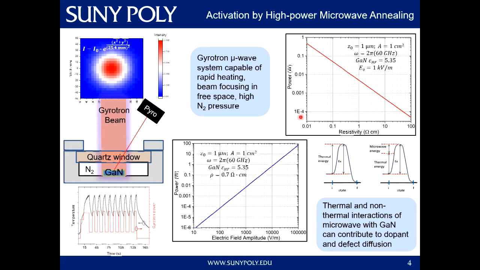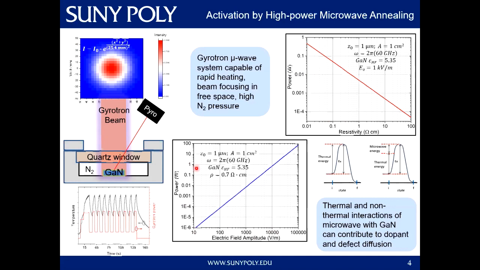As you can see in the figures at the right and the bottom, microwaves absorb very differently in different materials depending on their properties. This absorption can be modeled as the attenuation of RF power in a lossy dielectric. The attenuation is exponentially related to decreasing resistivity, so the coupling becomes more efficient. It's also related exponentially to increasing field amplitude.